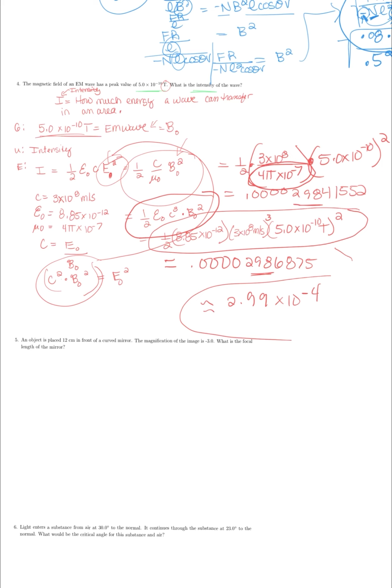So intensity is energy per time, in an area. So that's going to be power, which is in watts. And then per area is what? Per meter squared. So you can put watts per meter squared, or just W.